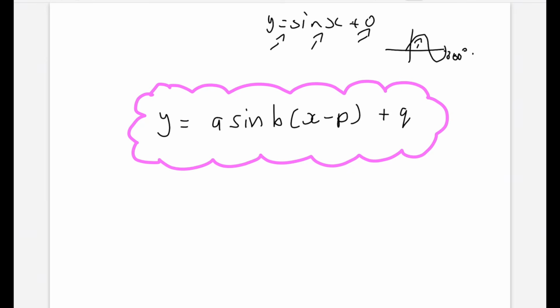We're going to always compare any graph to this original sine graph. And that'll tell us what A is, what B is, and what Q and P are if they weren't given to us. Or if they were given to us, we now know how to sketch the graph by how those values deviate from these ones.